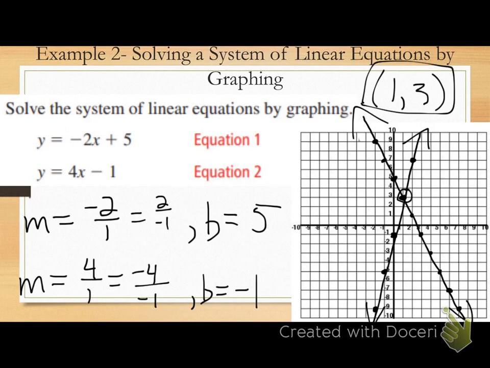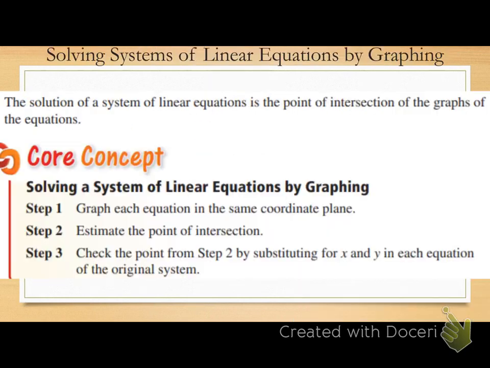Everyone got that? For systems of equations, your answer will always be an ordered pair. You'll always have an x value and a y value most of the time. I don't want to say all the time, but most of the time. Okay? Step 2 done. I estimated my point of intersection. What does step 3 tell me to do?